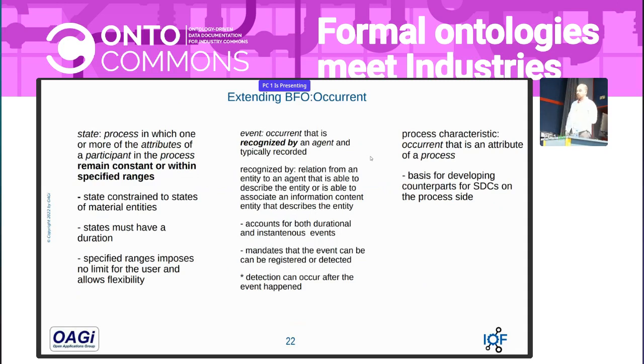There is state, which is represented as a process where the attributes of participants remain constant or within specified ranges. So state must have a duration, it must be a state of a material entity, and on the other hand, the specified ranges do not impose any constraint on how narrow those ranges need to be. We also have event, that is an occurrence that is recognized by an agent and typically recorded. So that means that we can account for both instantaneous and durational events, but we do impose a constraint that the event has to be identified, although this does not have to temporally coincide with the event itself.